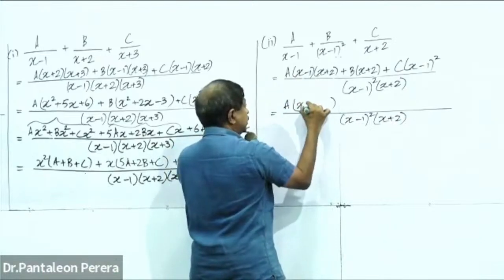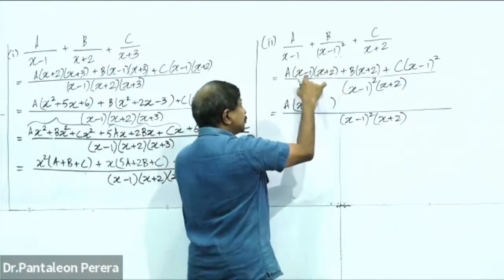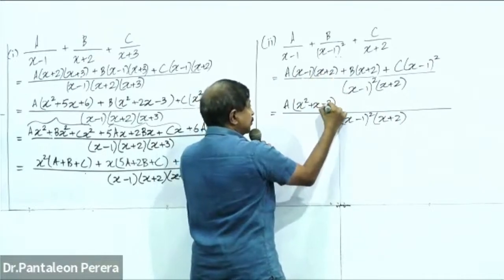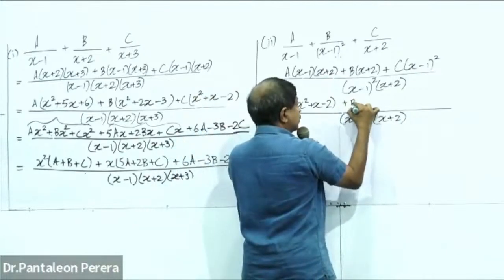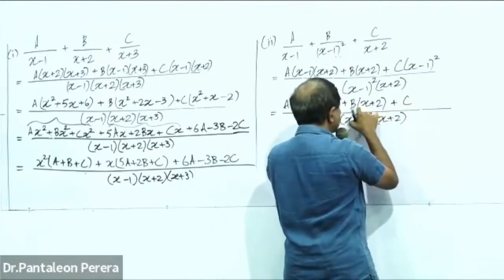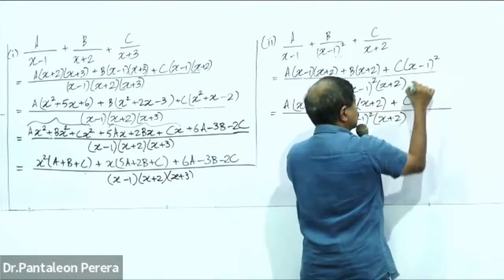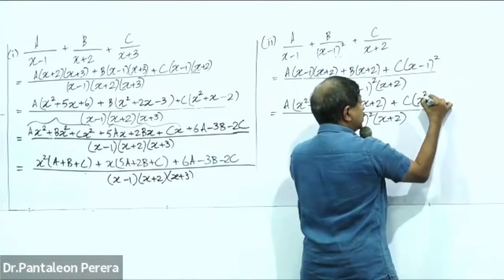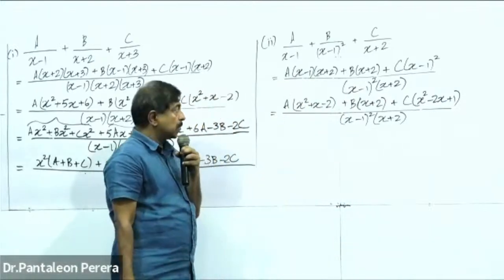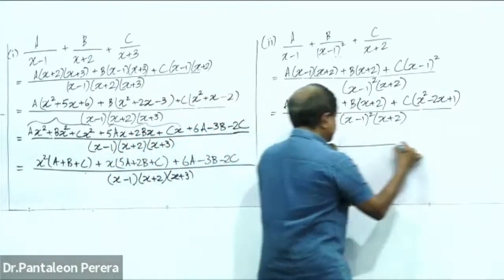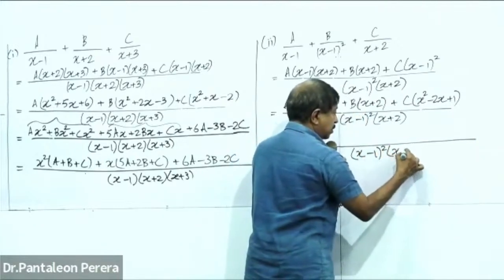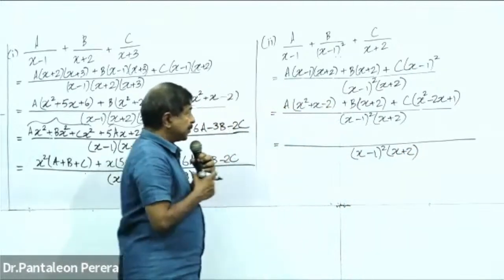Here you have x squared plus 2x minus 6. So that is plus x. Minus 1 times 2, minus 2. Now, expand this, you get x squared minus 2x plus 1. Now, gather similar terms. Now, we'll do it a little faster.